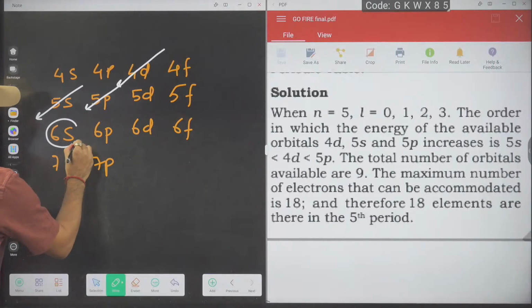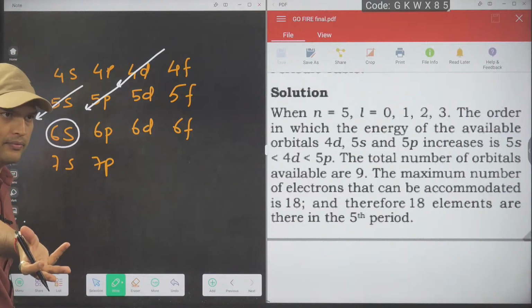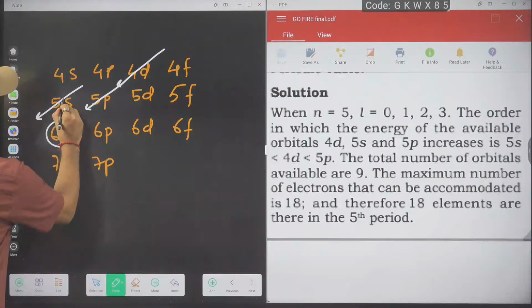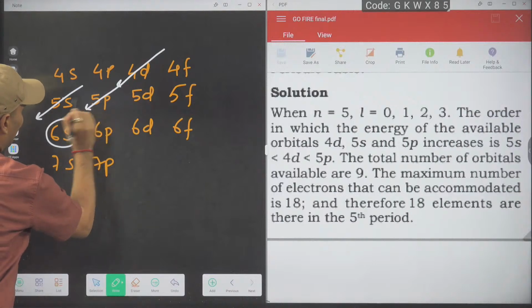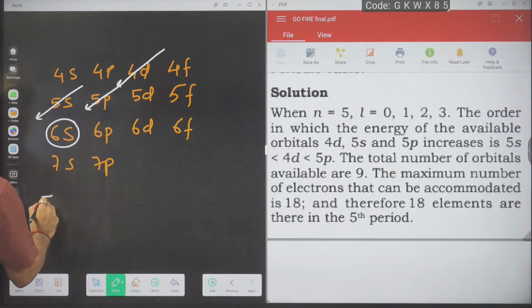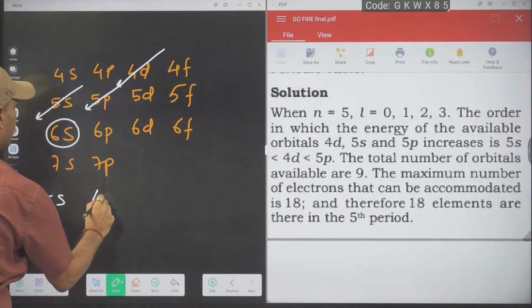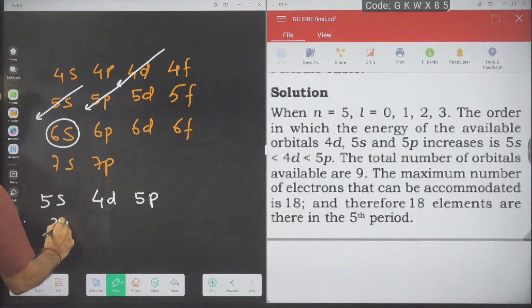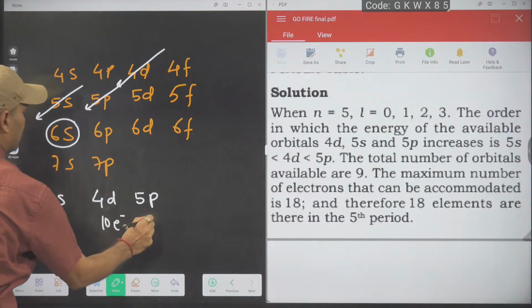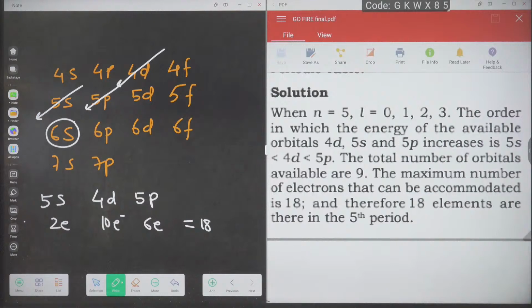But when you are writing 6s, you have started the 6th period. So you have to check the orbitals from 5s till 5p before 6s. Which orbitals are you filling? 5s, 4d and 5p. How many electrons here? 2 electrons, 10 electrons, 6 electrons. Total how many? 18.